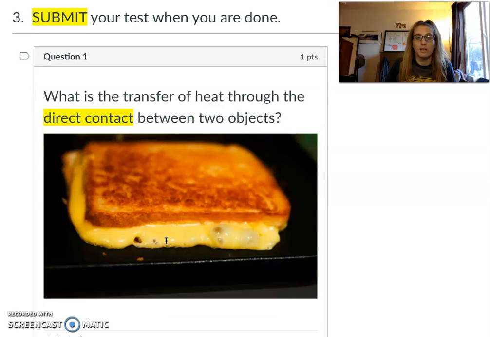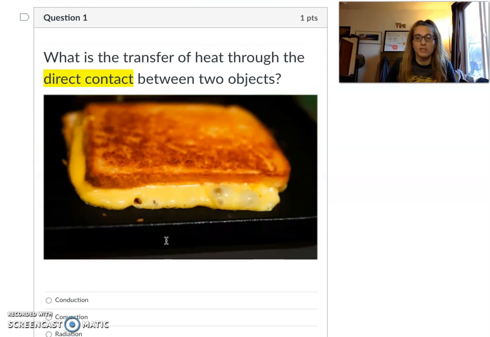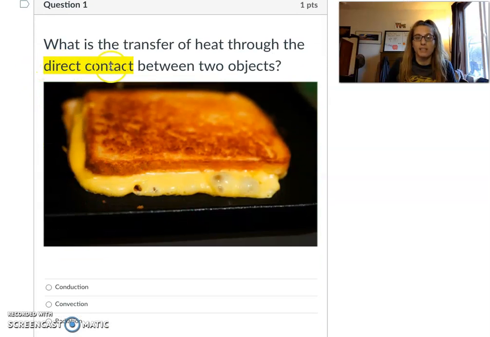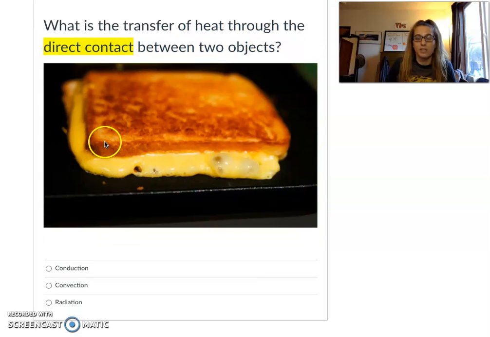Question number 1. What is the transfer of objects through the direct contact between two objects? So you can see I have a grilled cheese sandwich that is directly on and touching my griddle. Is that conduction, convection, or radiation? Pause, find it, choose it, and press play.